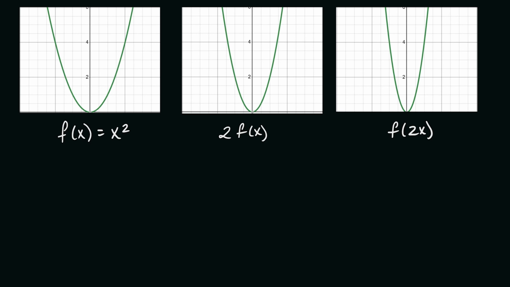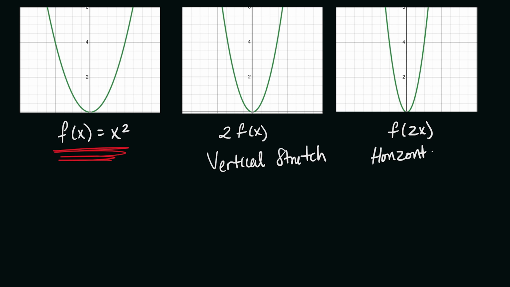Now, just by taking a look at this, we can tell by relating it back to our original function, which is f of x equals x squared. And for our 2 times f of x, it looks like it became vertically stretched. So we can say that there's a vertical stretch here. Now for our f of 2x, we can say that it horizontally shrunk.